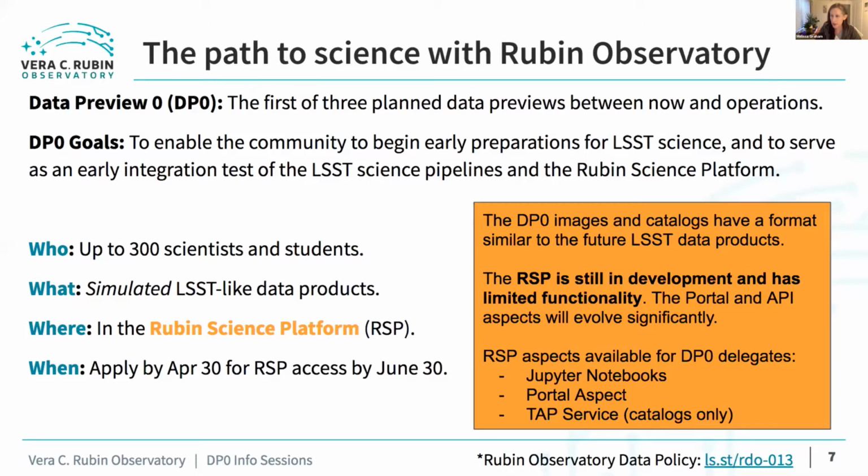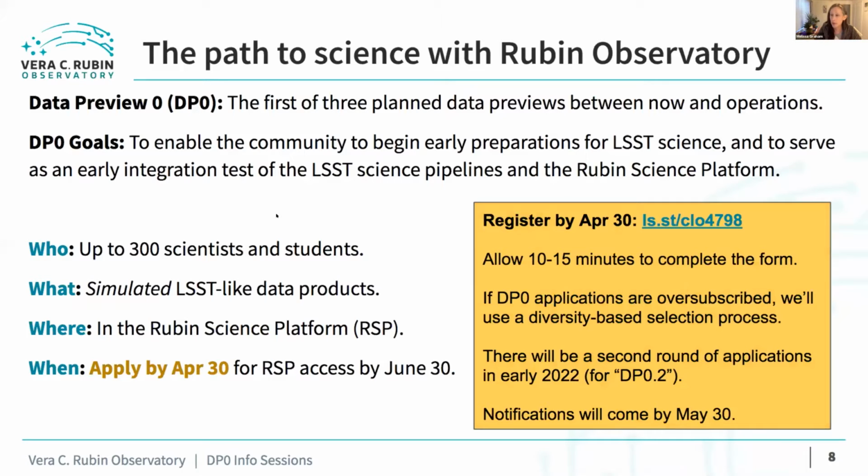catalogs only, not images. The timeline for Data Preview 0 is for people to drop in applications by the end of this month, by April 30th, and for the RSP access and the Data Preview 0 release in the RSP to be at the end of June. So you can register now at ls.st/CLO4798. Give yourself about 10 to 15 minutes to complete the form.